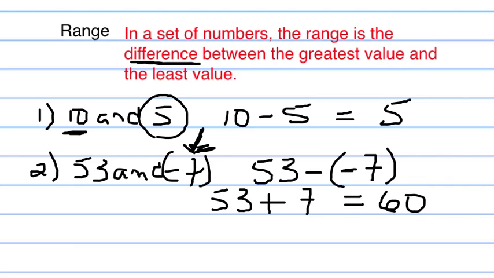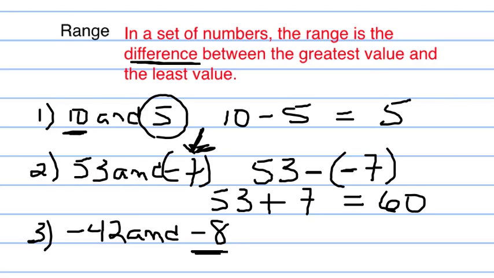Okay? Let's look at example number 3. Again, what is my greatest value? Well, in this example, I have negative 42 and negative 8. Which one's the greater value? This is kind of tricky. Going to be this one because it's further right on the number line. Okay, so I'm going to set up my problem negative 8 minus negative 42. Change this to add the opposite, so now I have negative 8 plus, and the opposite of negative 42 is 42.